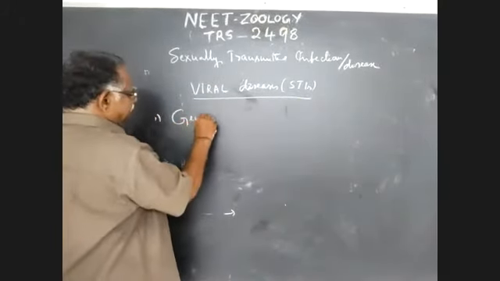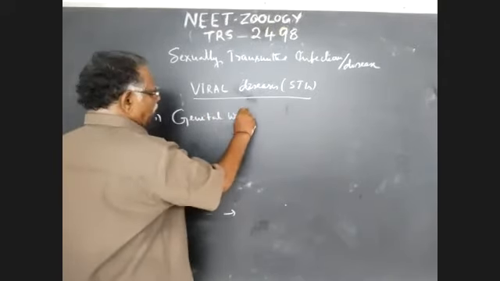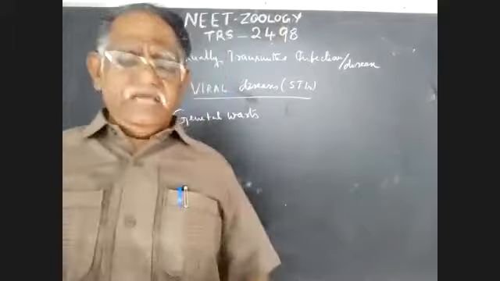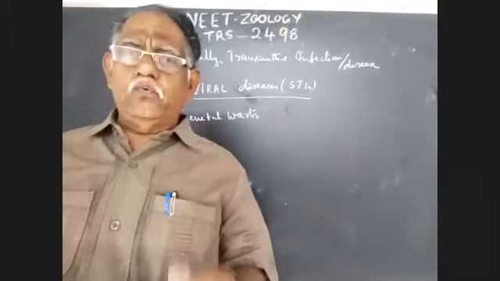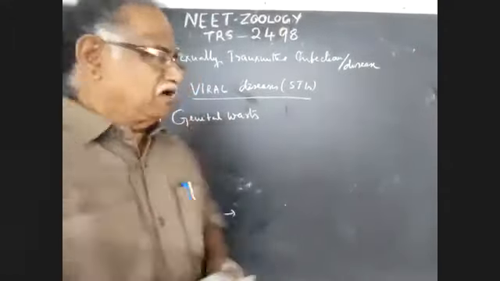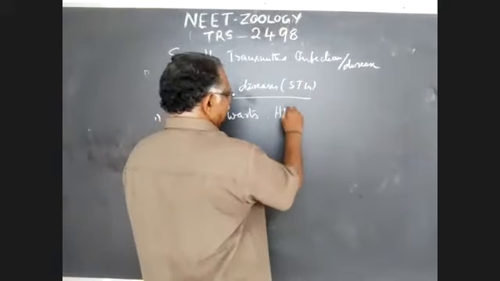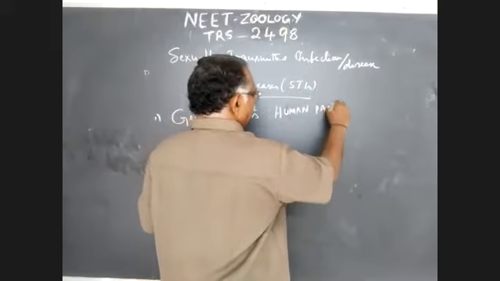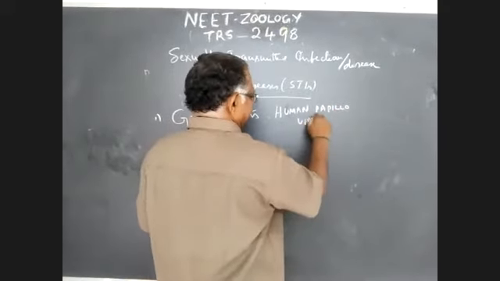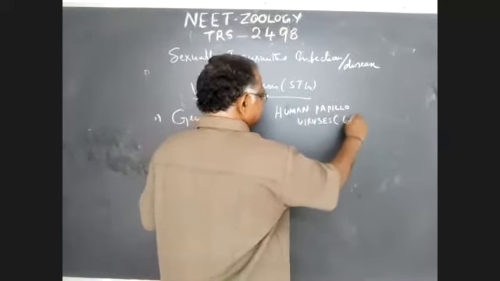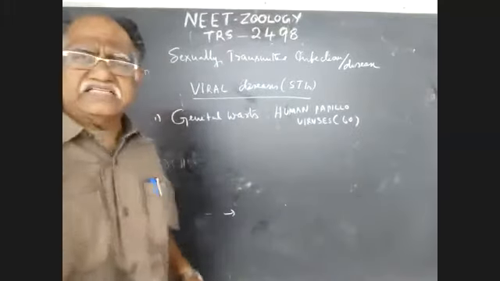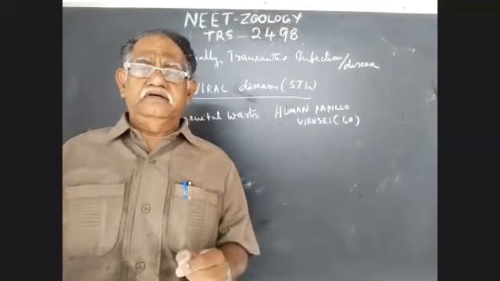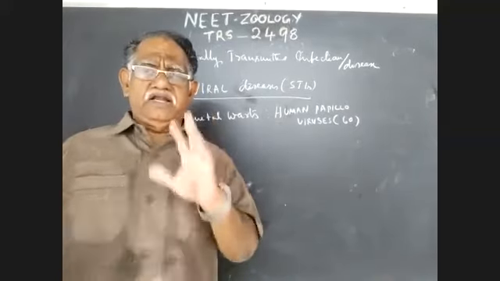First, genital warts. Genital warts are caused by a virus, human papillomaviruses. A group of about 60 viruses cause genital warts in humans. So this is the first viral disease.